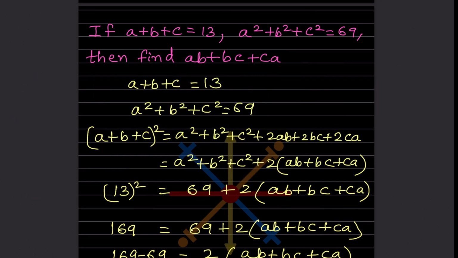So today we are going to solve this question. If a plus b plus c is equal to 13 and a square plus b square plus c square is equal to 69, then we have to find the value of ab plus bc plus ca.